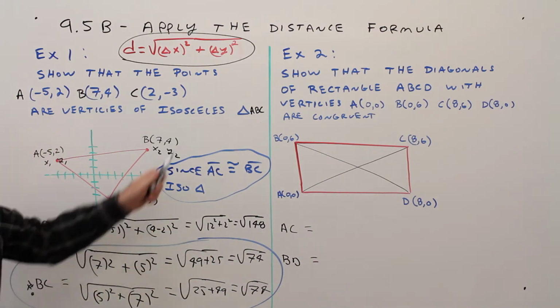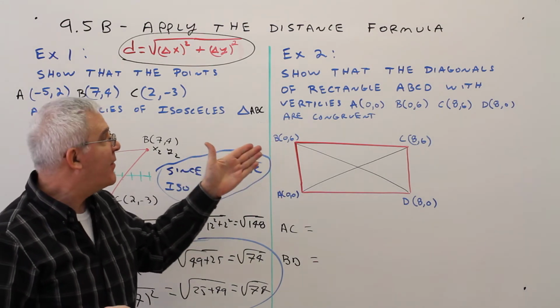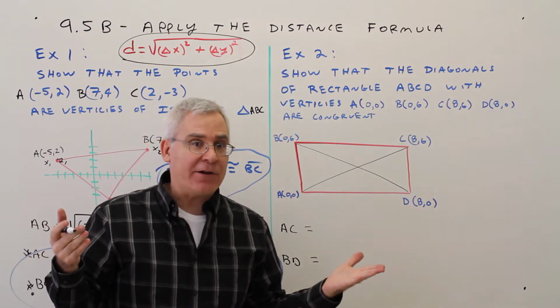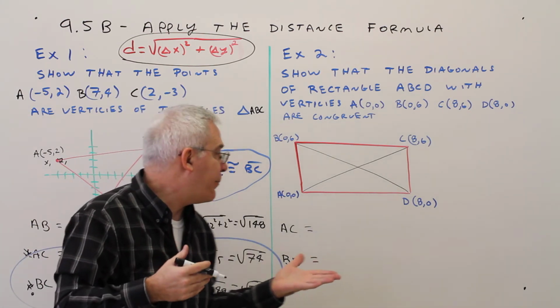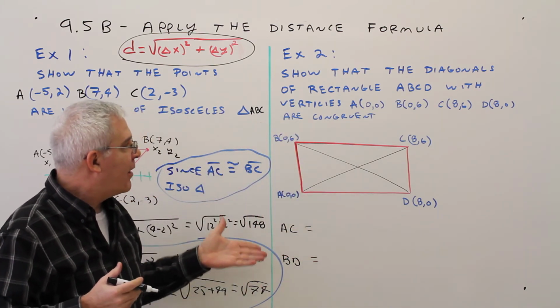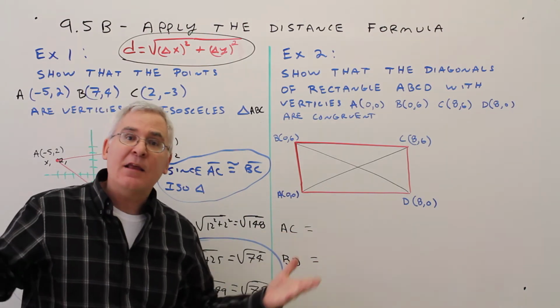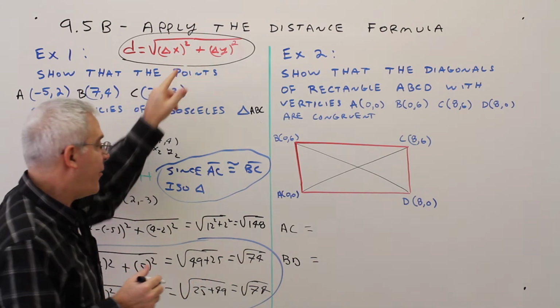Okay, example 2. Show that the diagonals of rectangle ABCD with these vertices are congruent. Well, we know that the diagonals of all rectangles are congruent. We're just more or less showing it in this example. All right, so I've already drawn the figure. I just have to figure out the distance of AC and the distance of BD and show that they're the same. All right, again, I'm going to use this formula right here.